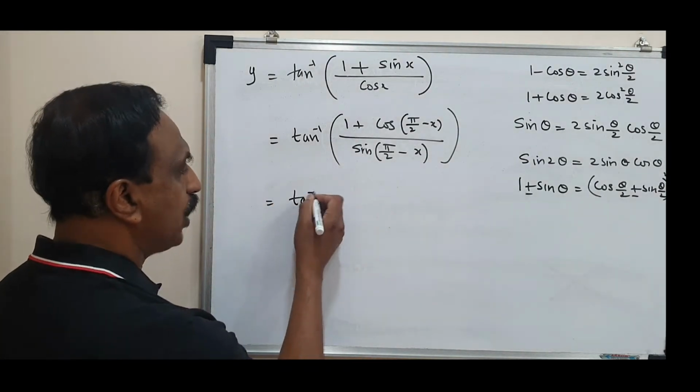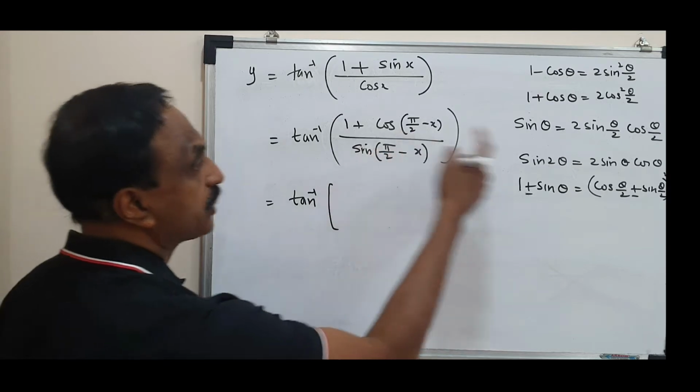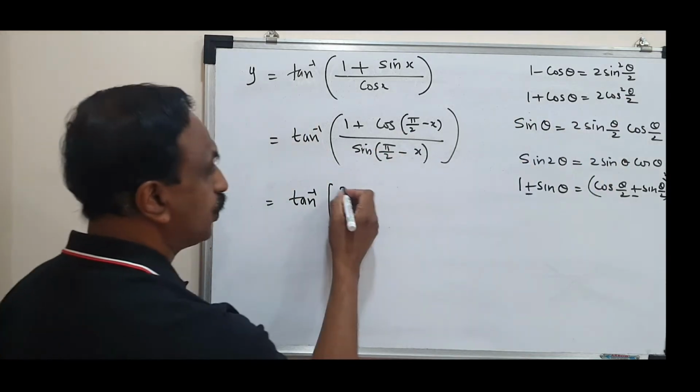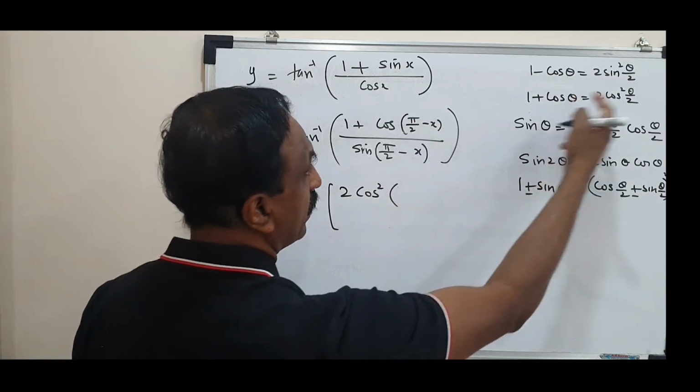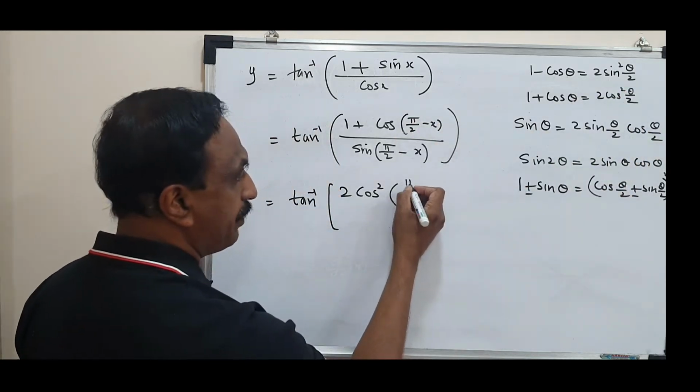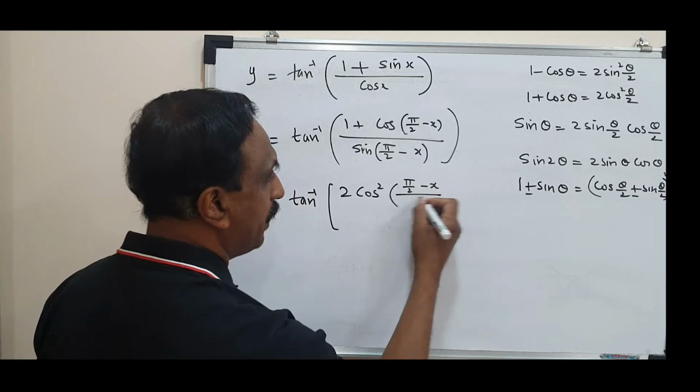Now tan inverse of 1 minus cos theta, 2 cos square angle by 2. Theta means angle. Theta by 2 means angle by 2. Pi by 2 minus x by 2.